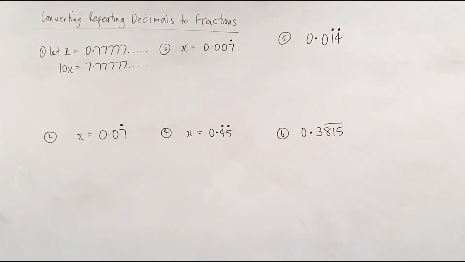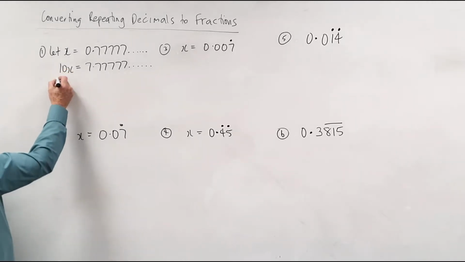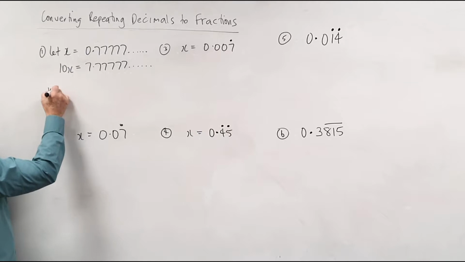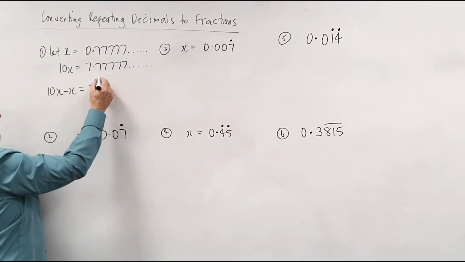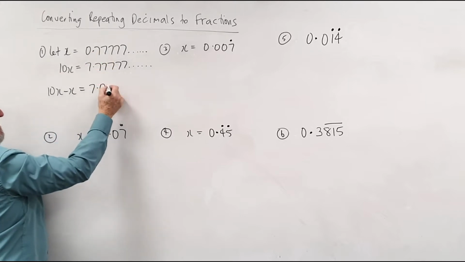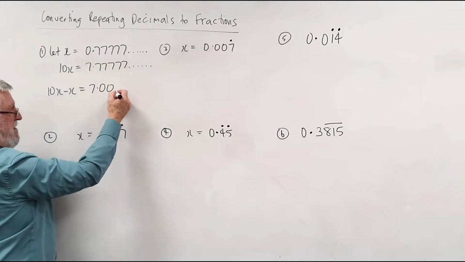What do you think we do to get rid of the decimals? We keep going. Fraction. Starts with S. Simplify? No. Subtract. So if we go 10x minus x, I'm going to write it properly: 7 take 0 is 7, 7 take 7 is 0, 7 take 7 is 0, and that messes with people's brains.